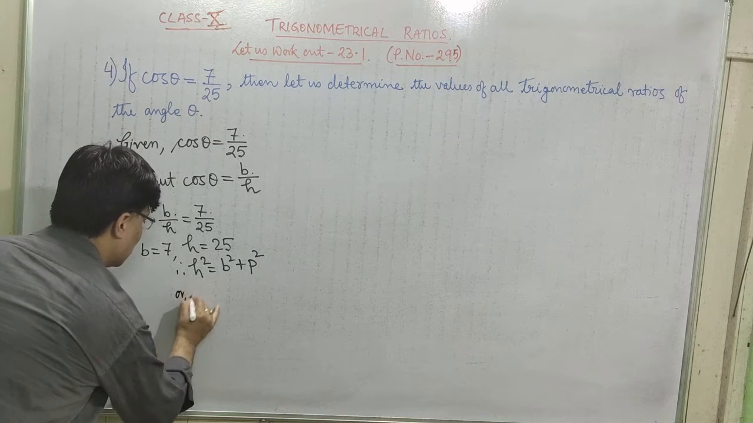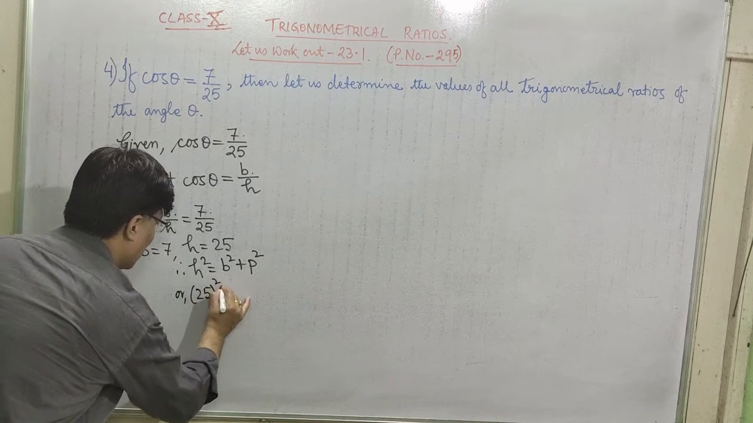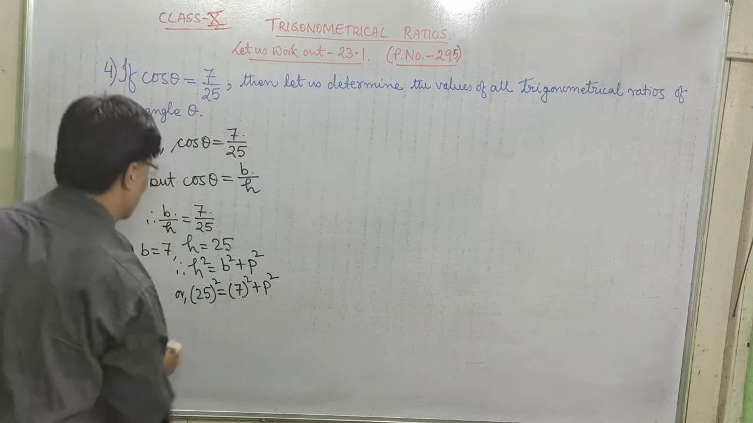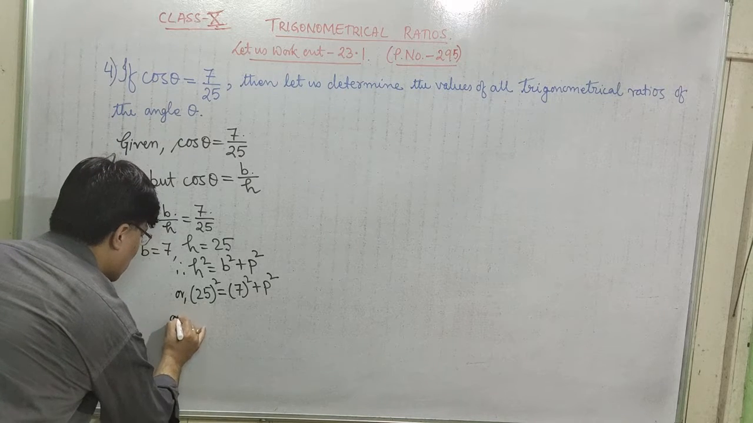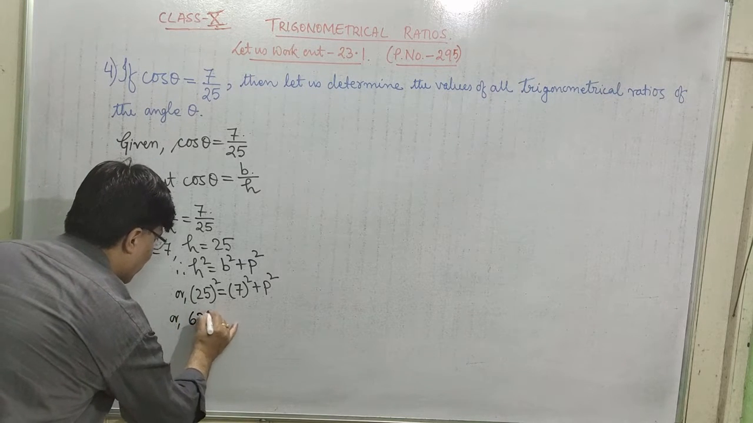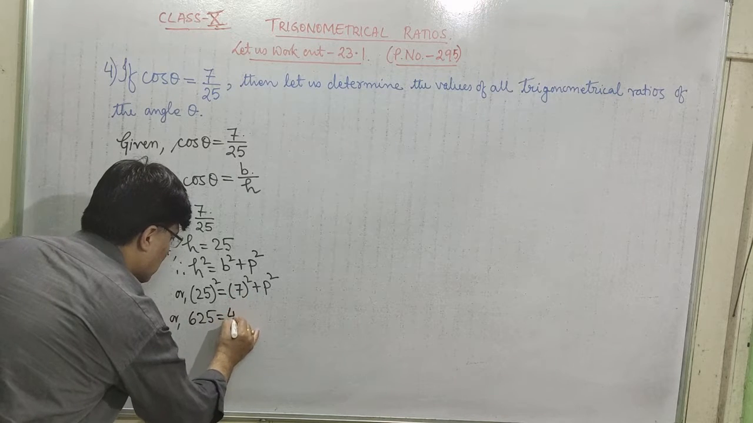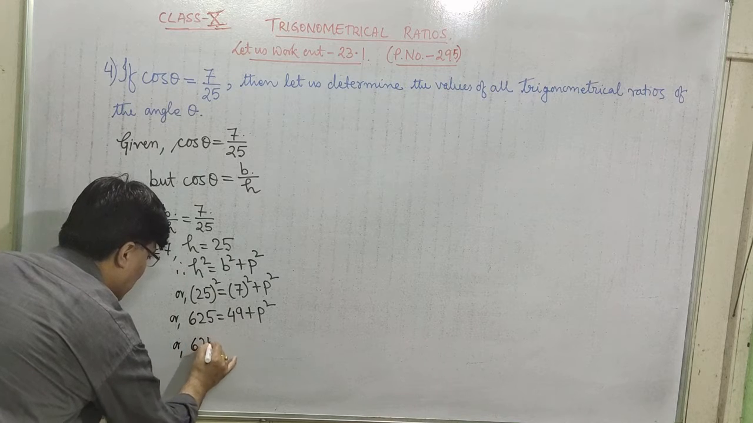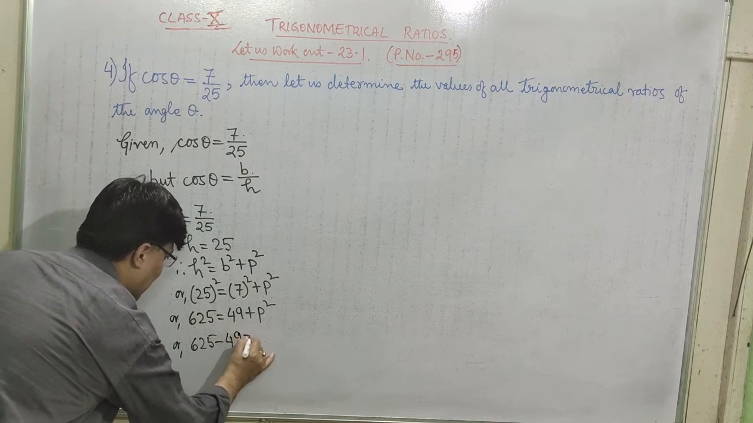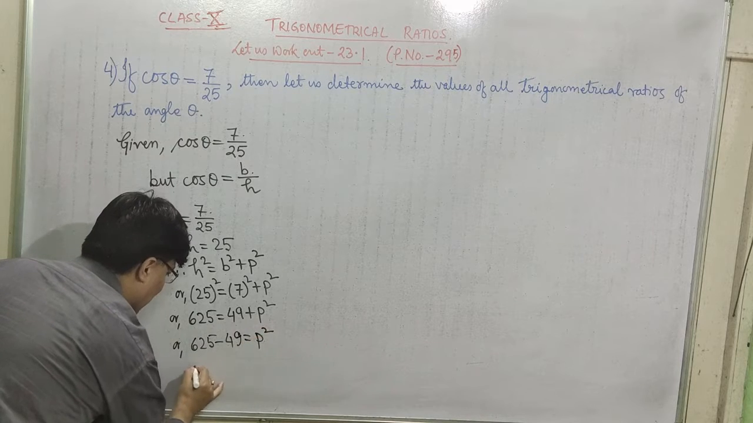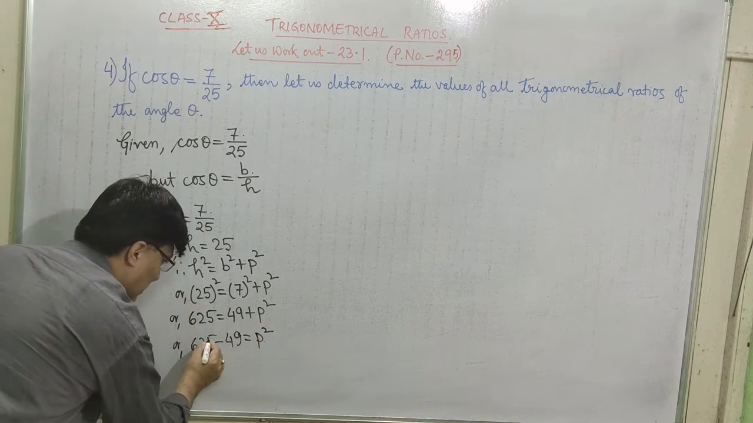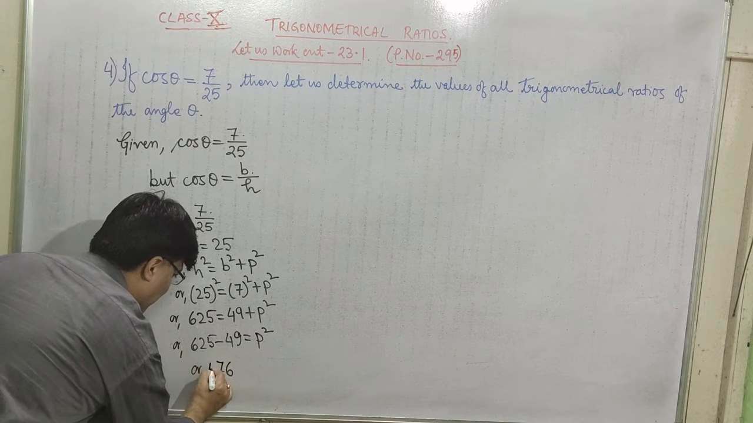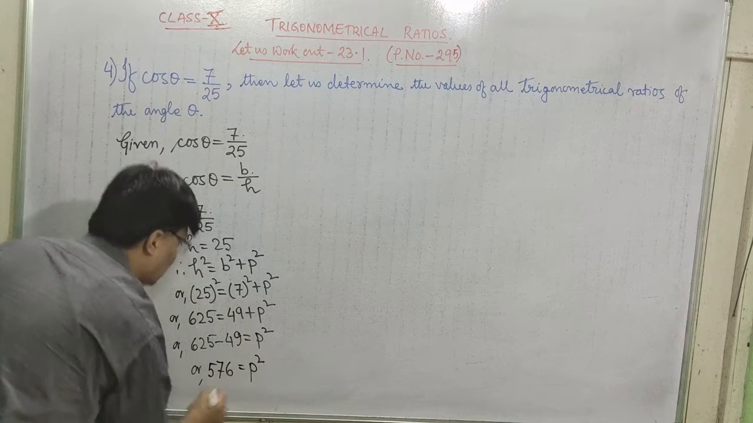So what is h out here? It is 25 whole square is equal to, what is base whole square? 7 whole square plus p square. Right? So what is 25 whole square? This is 625 is equal to, what is 7 whole square? 49 plus p square, or that is 625 minus 49 is equal to p square, or now we can subtract it. 15 minus 9 is 6, 11 minus 4 is 7 and this is your 576 is equal to p square.